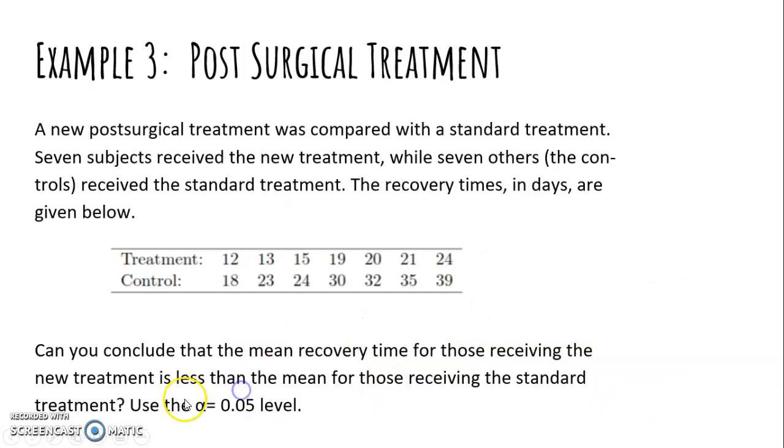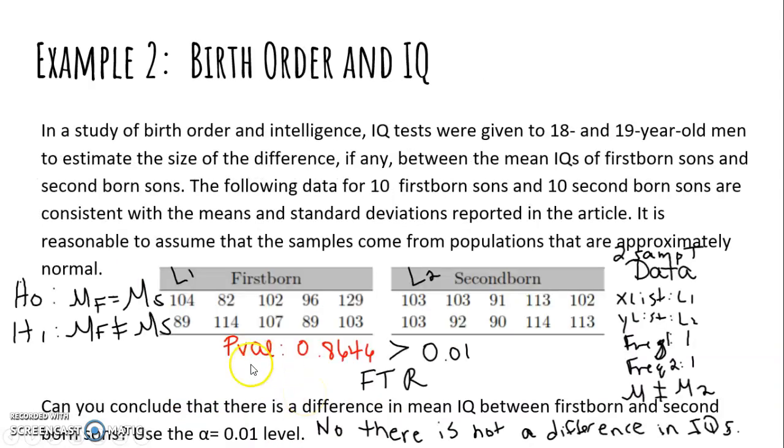That means that we cannot conclude that there is a difference in the mean IQ between firstborn and secondborn sons. And I was running out of room, so I just wrote, no, there's not a difference in IQs, but you should really write it out a little bit further. So we'll stop here and pick up with part 2 in the next video.